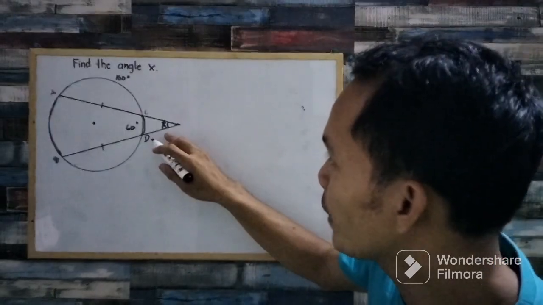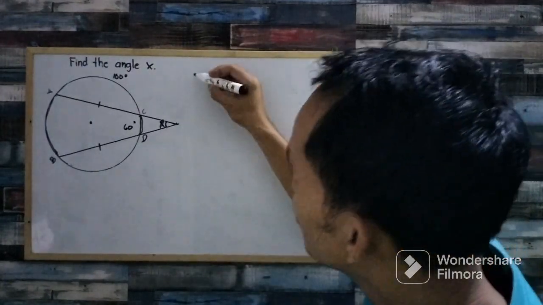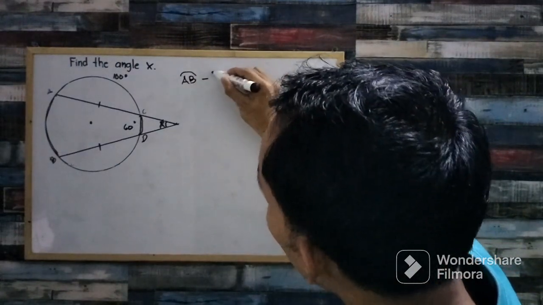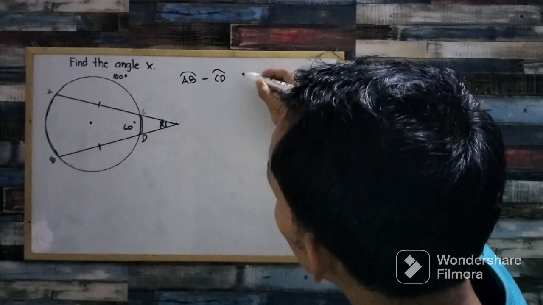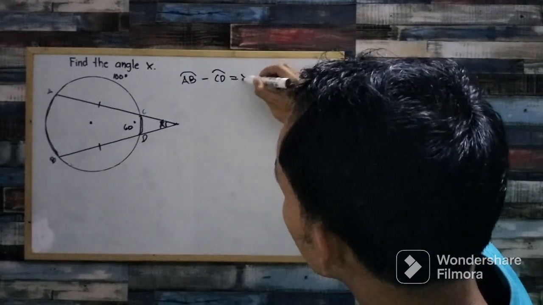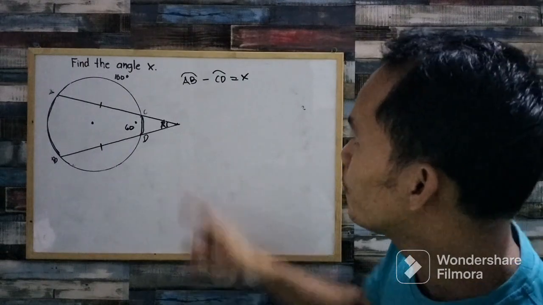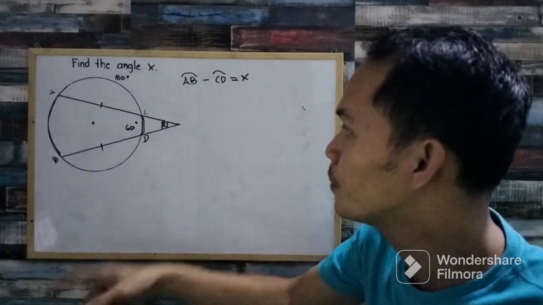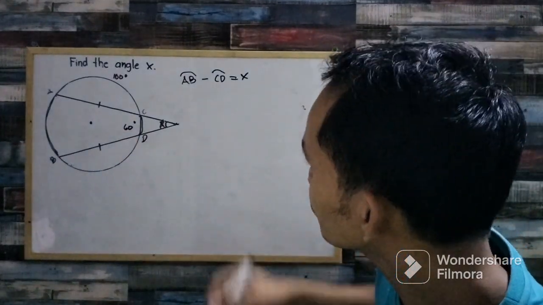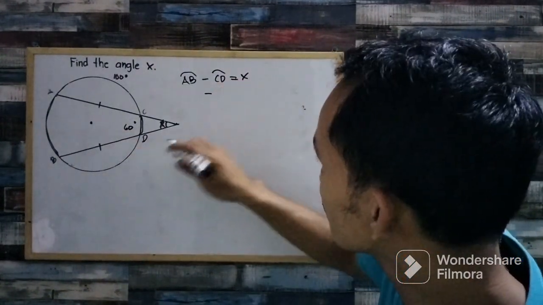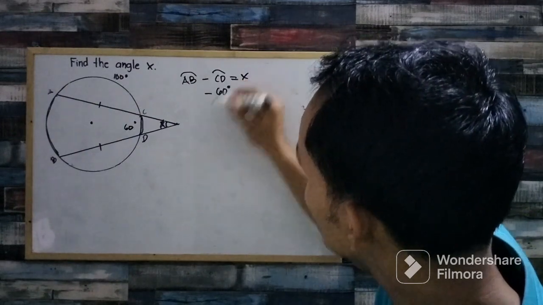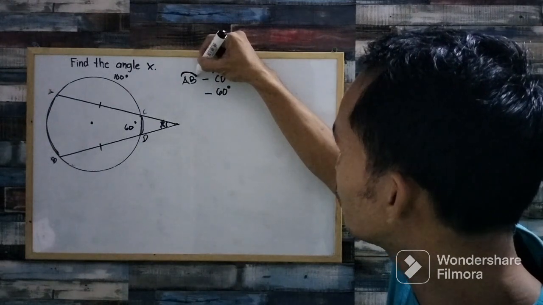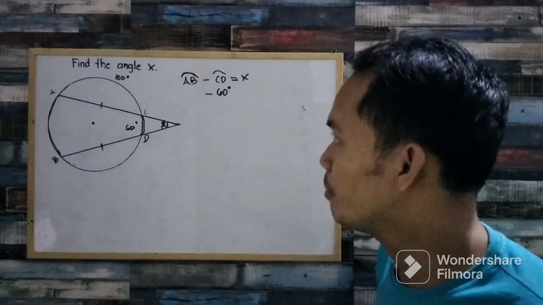So, to find the value of X, we have to find the difference of arc AB and arc CD. And that is X. Okay? So, yung arc AB, walang value dito. Yan ang problema. Dito, may 60. So, that is arc CD. That is minus 60 degrees. So, ito yung problema natin. Hahanapin muna natin yung measurement ng arc AB.